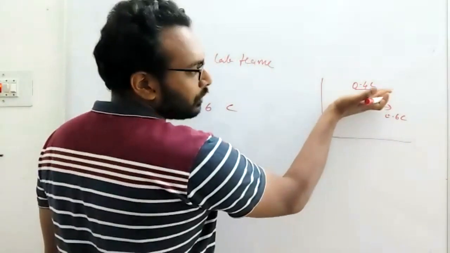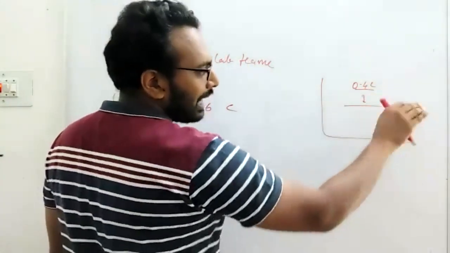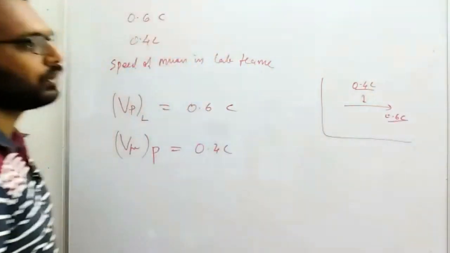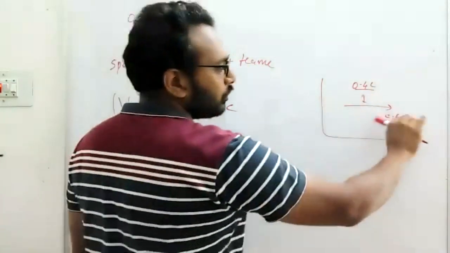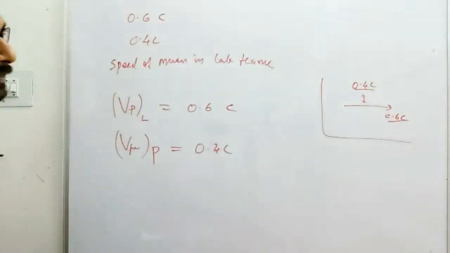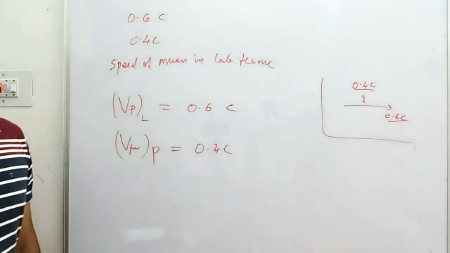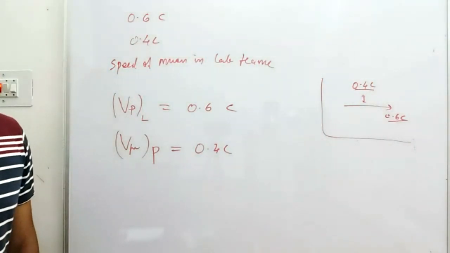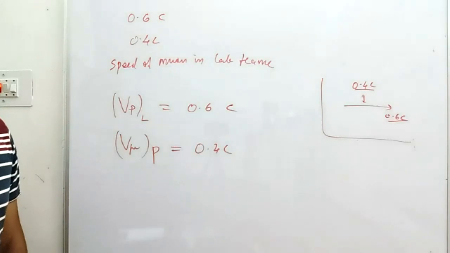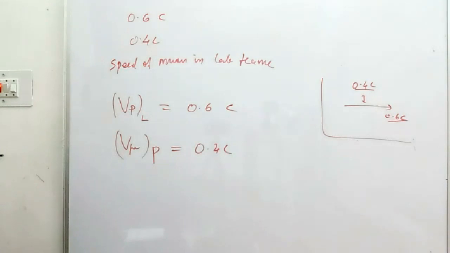Now, this 0.4 c is the speed that you measure by moving parallel to it at 0.6 c. So what do you expect in the lab frame? Should it increase or decrease in the laboratory frame? Decrease. So you're saying you should do 0.6 c minus 0.4 c. Is that what you're saying? Yes. Why?